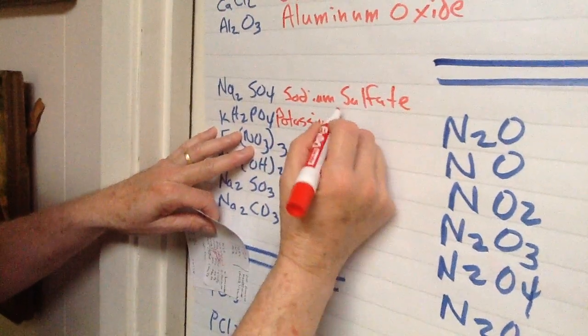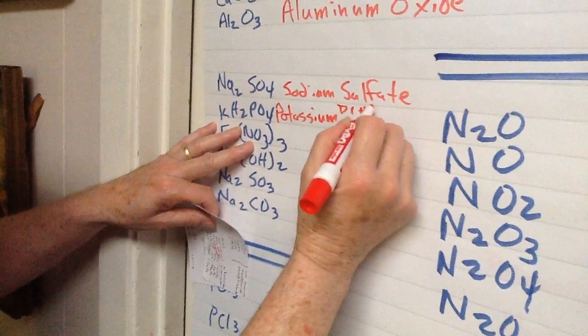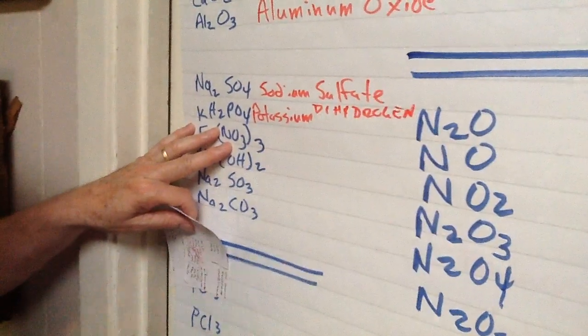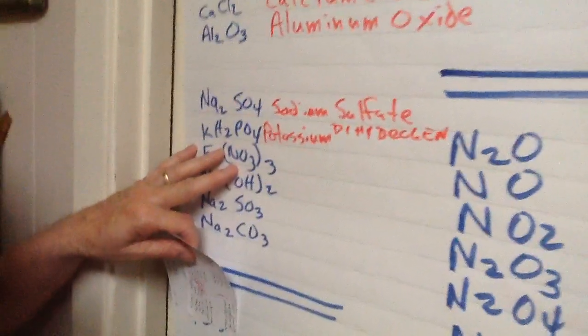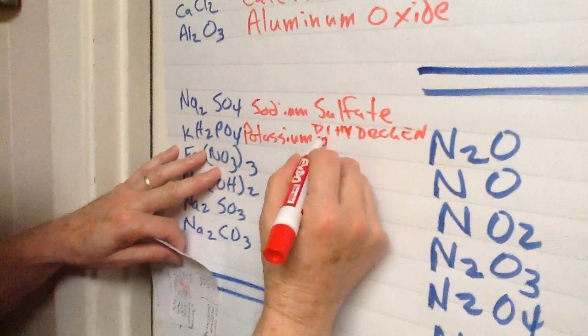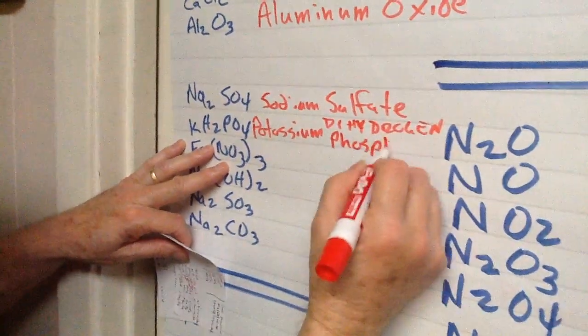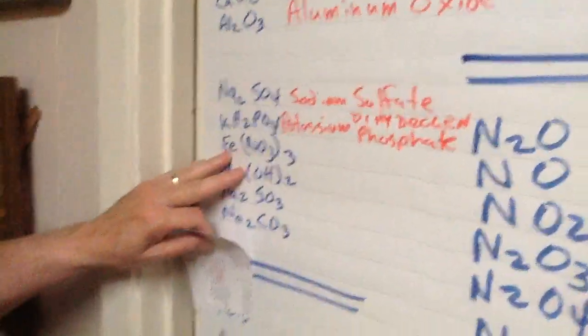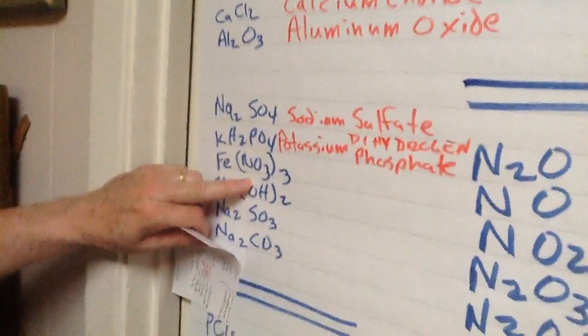I'm going to run out of room here. Dihydrogen. Just look along on your PowerPoint. Dihydrogen phosphate. They've kind of complicated the matter there. Here is iron nitrate. Okay?